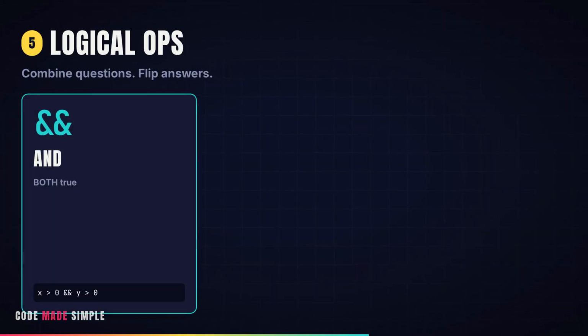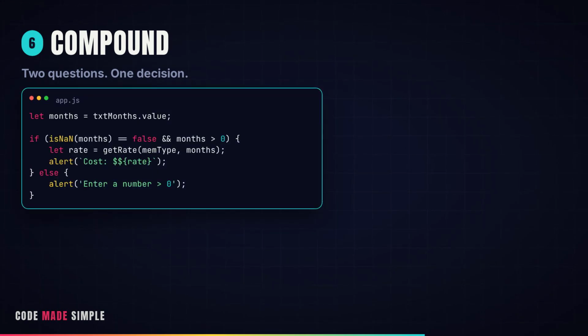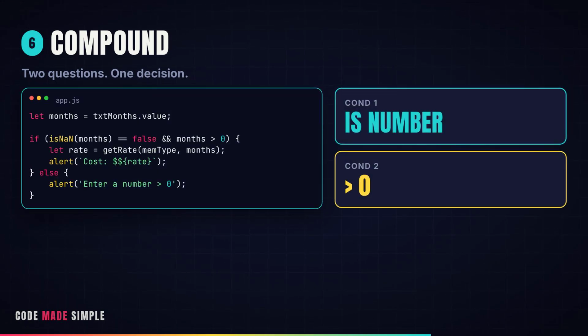Sometimes 1 question isn't enough. Enter logical operators. Double ampersand means and, both must be true. Double pipe means or, either can be true. Exclamation mark means not. Flip true to false. 3 symbols, infinite power.